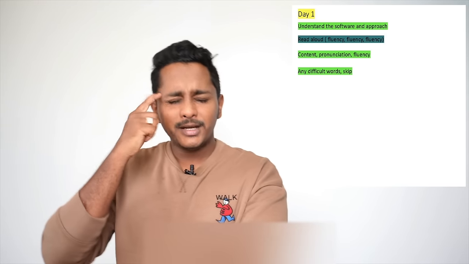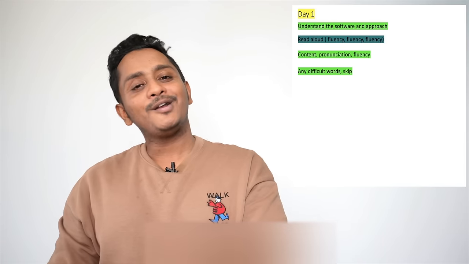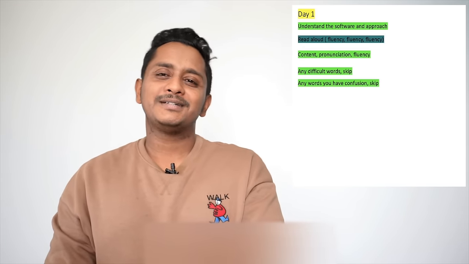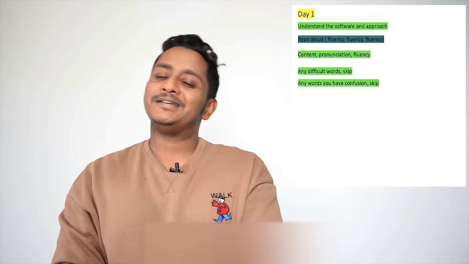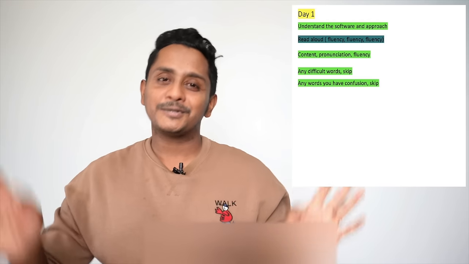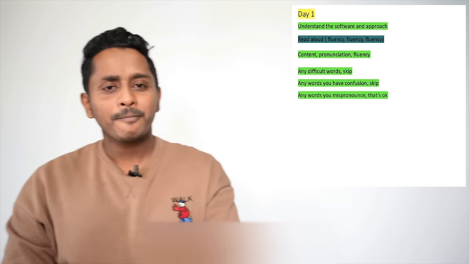Now you should convince your mind this is a difficult word. Just skip. That requires a lot of effort to convince your mind. Your mind will not get convinced. What it does, it tries to speak the difficult word, gone case. Second thing, any words you have confusion, just skip. I'm not sure how to speak this. That confusion is created. Now if I try to speak, what is going to happen? I will definitely make a big mess out of it. Don't speak that word, skip.